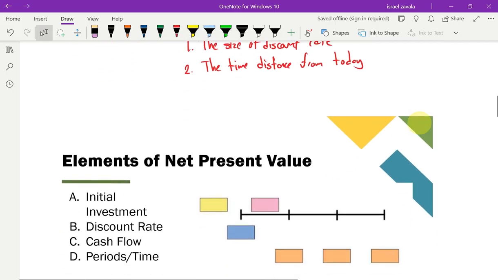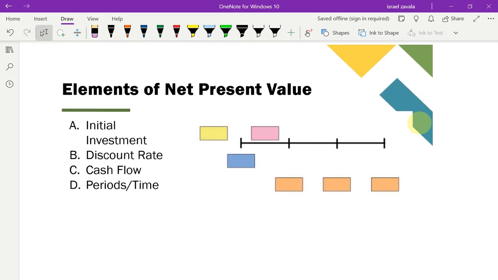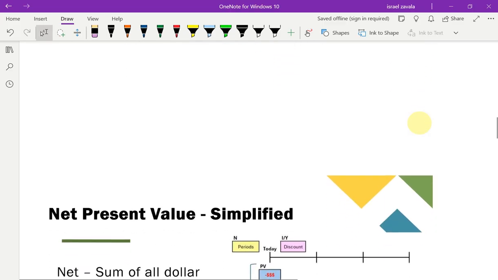Let's get moving here. So the elements of net present value, I'm going to go based on the letters here. A, we have our initial investment. B, we have our discount rate. C, we have our cash flows, cash flow 1, cash flow 2, cash flow 3, and so on. And D is our number of periods and time. Okay? All right, let's get going here.